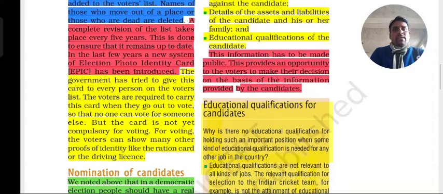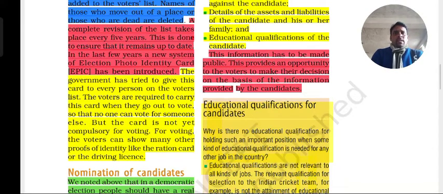But the card is not yet compulsory for voting. For voting, the voter can show any other proof of identity like the ration card or the driving license also. If a person might have lost the card somewhere, or he may not have made the voter ID card, then he may show a different ID proof that he belongs to a particular constituency. So his ration card or his driving license, and nowadays the other cards are also there, no? Some card, some proof we can show, so that we prove it. The person in charge will see and believe, and after that we can give the vote. That is what the voter list covers.